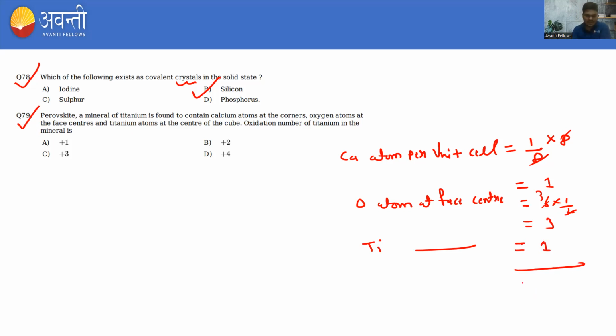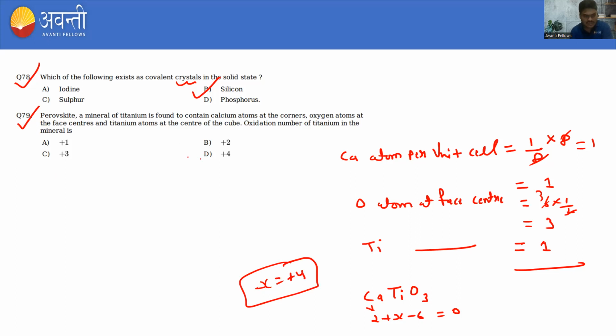So what is the total number of atoms? Calcium has 1, titanium has 1, and oxygen has 3, so the formula becomes CaTiO3. Now you have to calculate the oxidation number of titanium. We know that the oxidation number of calcium is 2, titanium is X, and oxygen is 6, so the sum is equal to 0. So X comes out to be 4. So the value of X is 4.